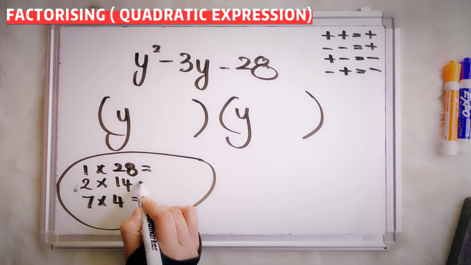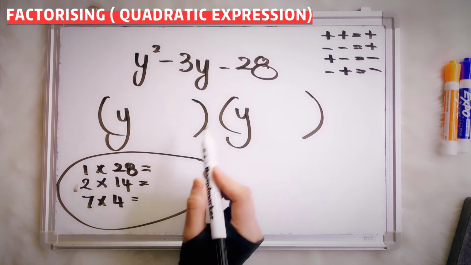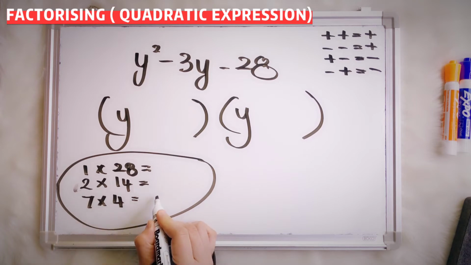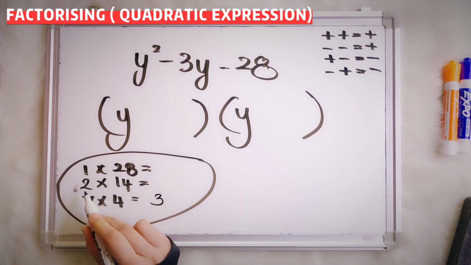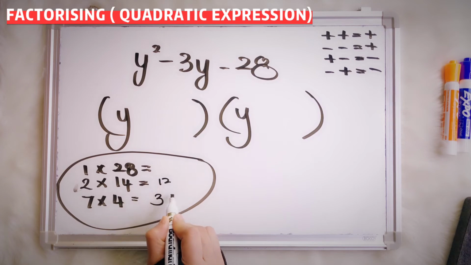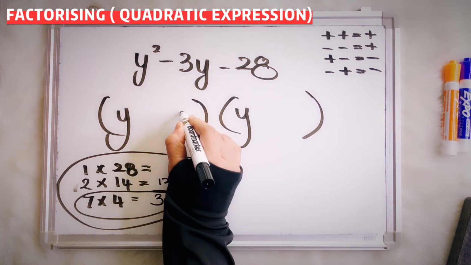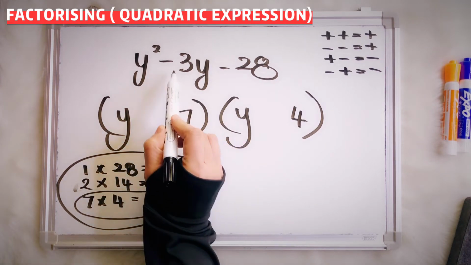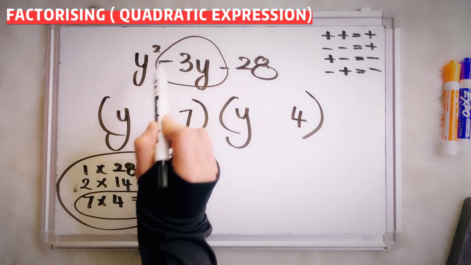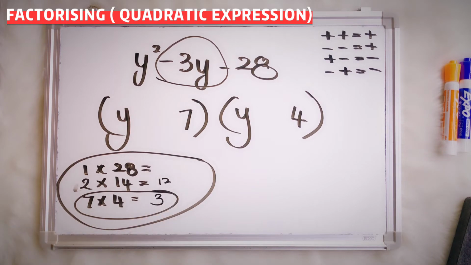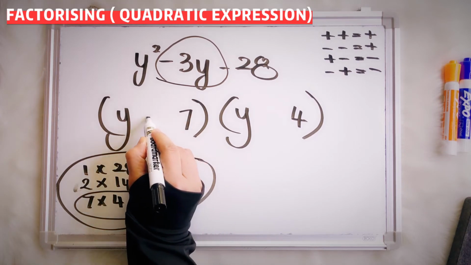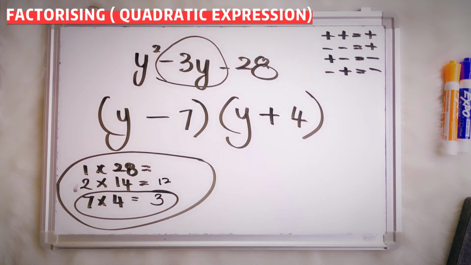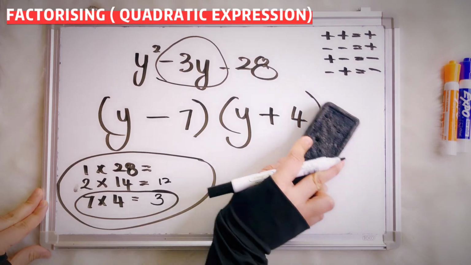Okay, look at here. So now, minus, right? So we take here. If 7 minus 4, we have 3. 14 minus 2, we have 12. So we can take this value. So the factors are 7 here and 4 here. Now, since the middle term is negative, that means the biggest number you have to put the sign negative, and the other positive. Okay, next.